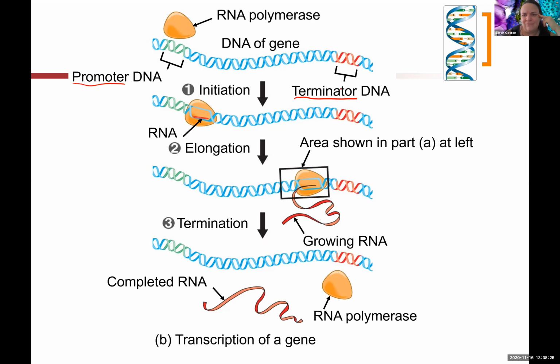Termination is just a fancy name for stop, right? So it starts at the promoter and ends at the terminator, starts at the beginning, ends at the end. And at the terminator, the RNA polymerase can't bind to that area anymore. So it kicks it off and then everything's separated. Okay. So it's not super complicated, right?